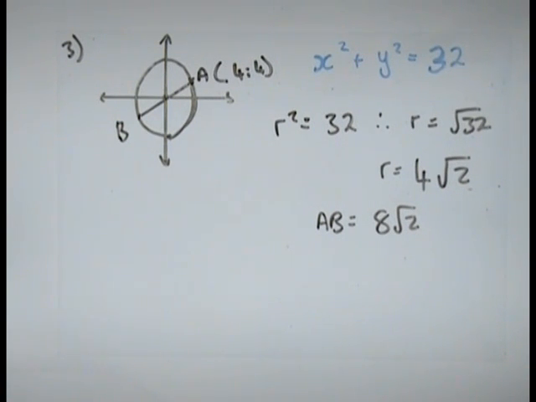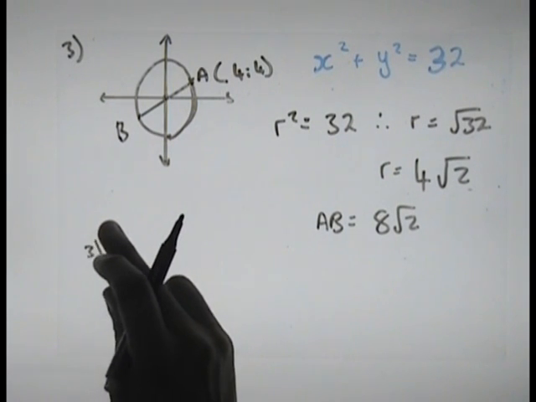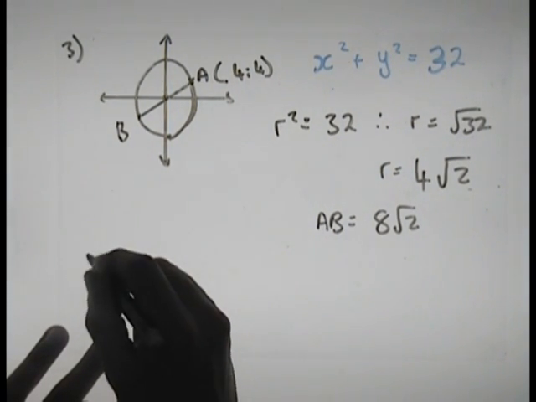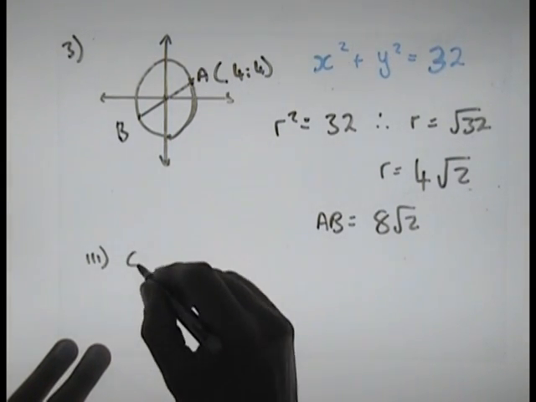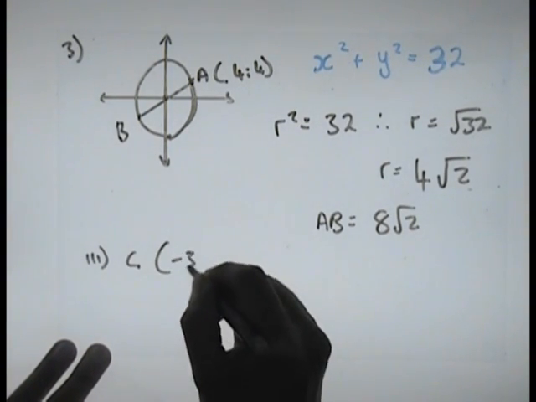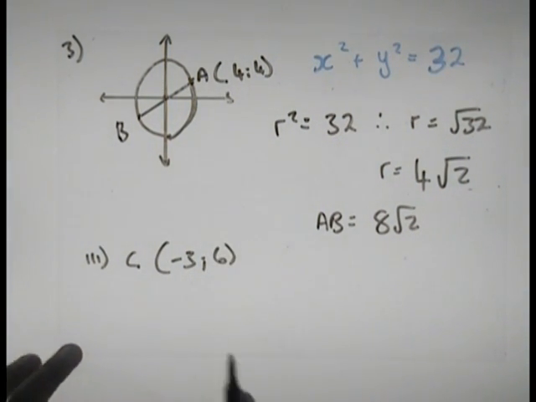The next question, number 3, says: does the point C, which has the coordinates -3 and 6, fall in the circle? Now, in order to do that, we're going to use a little bit of logic.